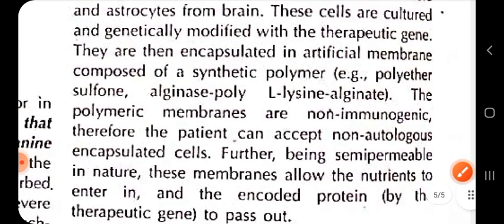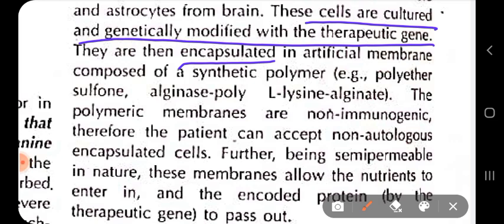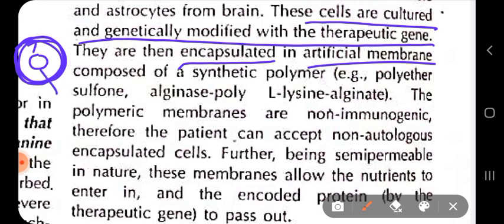Now, after these cells are cultured with a therapeutic gene, they are encapsulated, meaning entrapped within an artificial membrane, and that membrane consists of a synthetic polymer substance like polyether sulfone, alginate, poly-L-lysine alginate. This type of synthetic artificial membrane polymer is used to entrap the cells. So if this is your cell, this is your artificial polymeric substance.